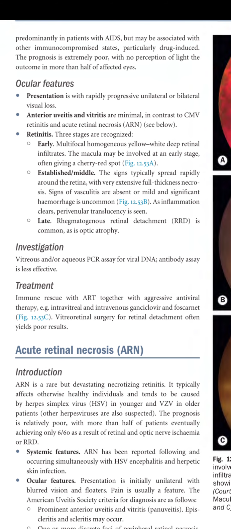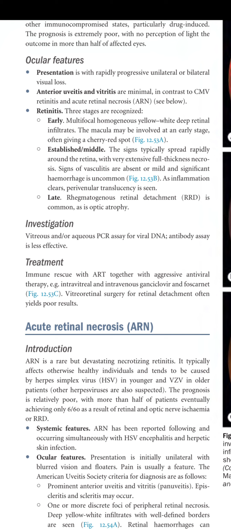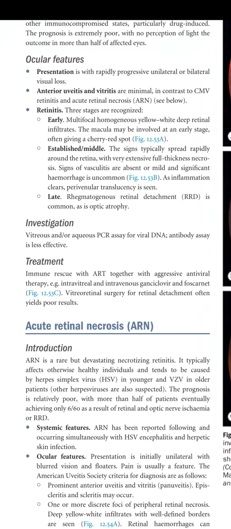So what are the ocular features? Presentation is with rapidly progressive unilateral or bilateral visual loss. Anterior uveitis and vitritis are minimal, in contrast to CMV retinitis and acute retinal necrosis. So basically, anterior uveitis and vitritis are minimal. In retinitis, 3 stages are recognized: early, established or middle, and late. The early phase consists of multifocal homogeneous yellow-white deep retinal infiltrates. The macula may be involved at an early stage, often giving a cherry red spot.